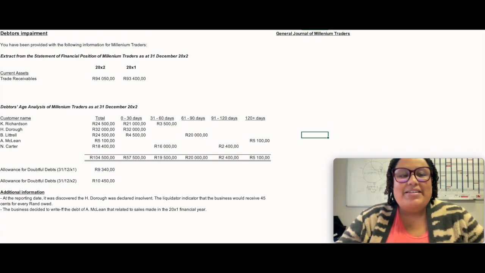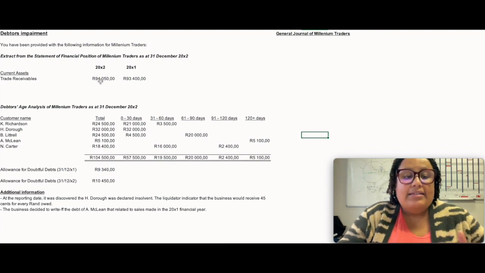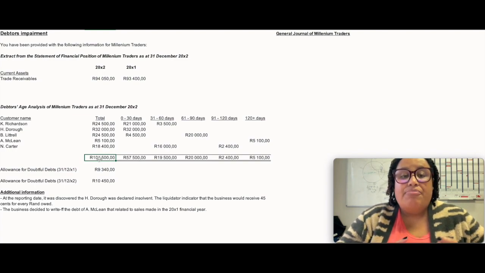So in this example, we've been provided information for Millennium Traders, and we've been given an extract from the statement of financial position. This is just showing us what the trade receivables balances are. Remember, in the statement of financial position, the trade receivables balance is net of any allowance for doubtful debts. So we would have our gross trade receivables, and if we just look at the bottom here at the debtors age analysis, that amount represents the gross trade receivables, and from that we would subtract the allowance for doubtful debts at the end of the year, which would give us that net figure over there.